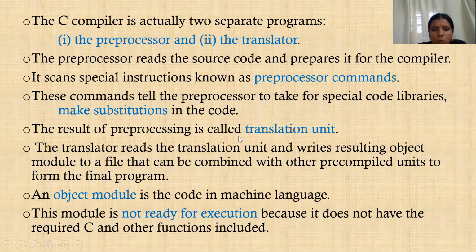The output of the pre-processing unit is called a translation unit, and then the translator picks up the translation unit and converts it into object code. This object module is purely in machine language, but it is not ready for execution because it has some files that are missing. Those missing files are added in the next section, called linking.